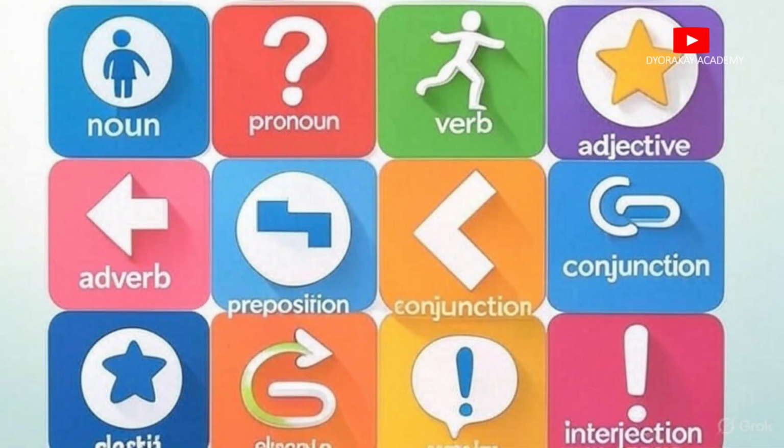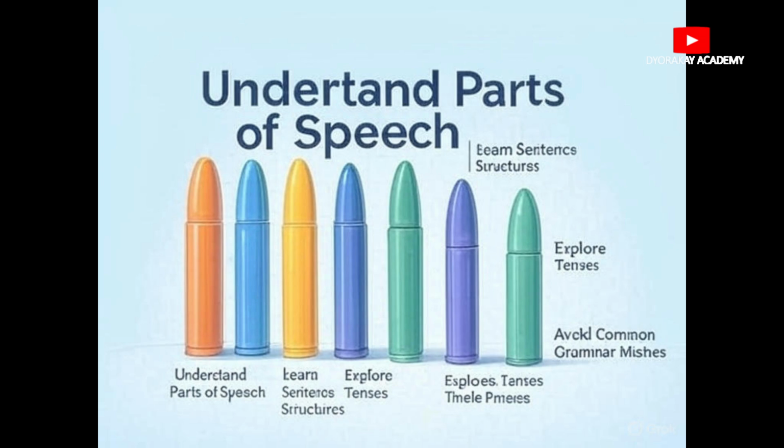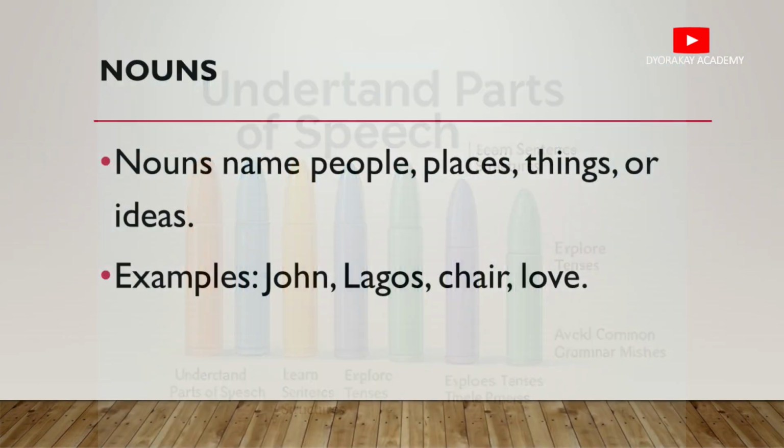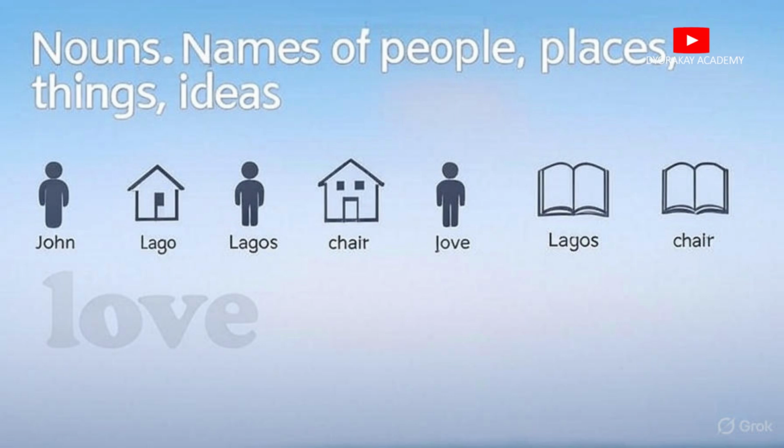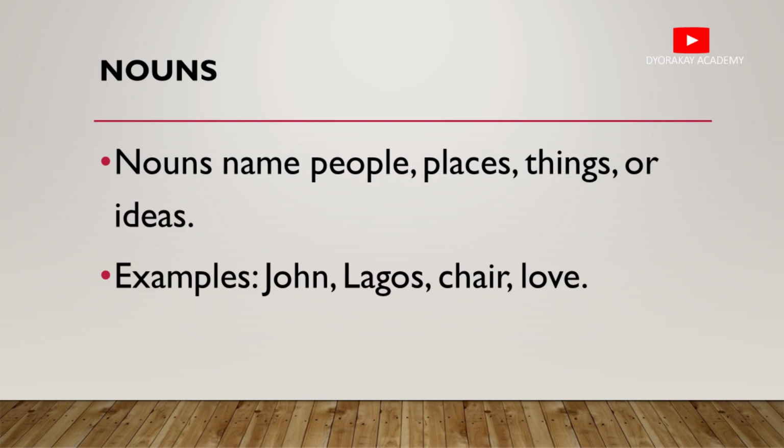Let us begin with the building blocks of grammar, which are the parts of speech. Every word in English belongs to one of these categories, and each category has a special role in communication. A noun is the name of a person, place, thing, or idea. Or we rather say, a noun is a name given to a person, place, thing, or idea. For example, dog, teacher, London, or freedom.